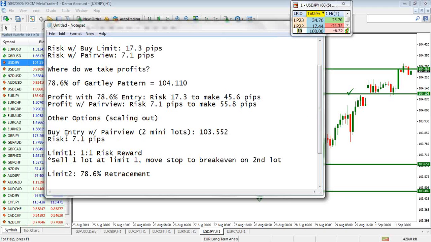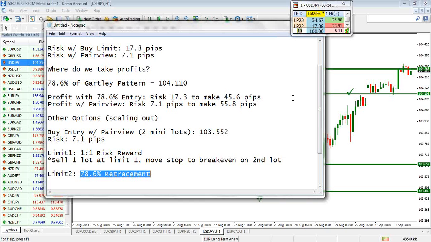This is a nice little way to trade Gartleys too, is scaling out. You have your buy entry to where you get in. You take off half your position once you reach a 1-to-1 risk reward so that you can take some profits off the table. So sell one lot at limit 1, which would be for a 1-to-1. So once we make 7.1 pips back, because 1-to-1 risk reward always gives us the highest probability of profitability, and then move stop to your break-even point to lock in that profit, and then look for the larger amount of profit on limit 2. What that does is it eases a lot of fear for people.